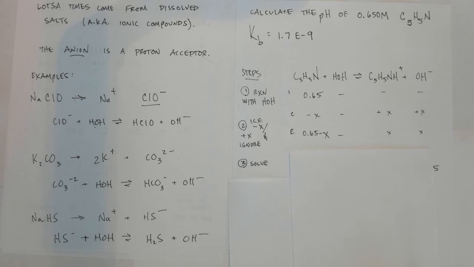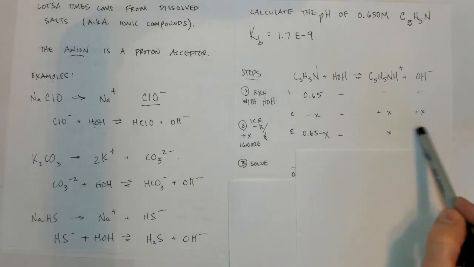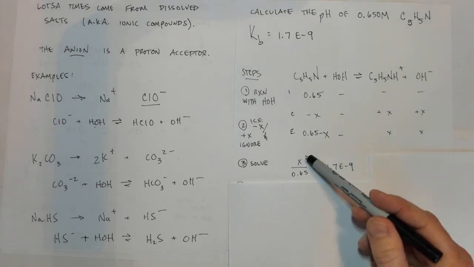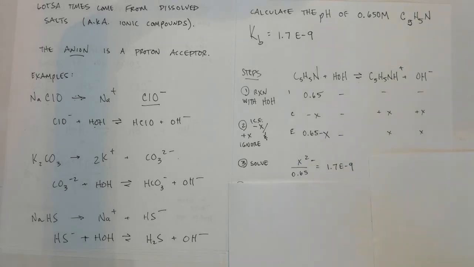Next, write the equilibrium constant expression for Kb, so products divided by reactants, ignoring the x, would be x squared divided by 0.65. And this would equal the Kb, which is 1.7 times 10 to the negative 9th. And now we're going to solve for x, so multiply both sides by 0.65 and then square root both sides. I did this math for you already, and it ends up that x is equal to 3.32 times 10 to the negative 5th.